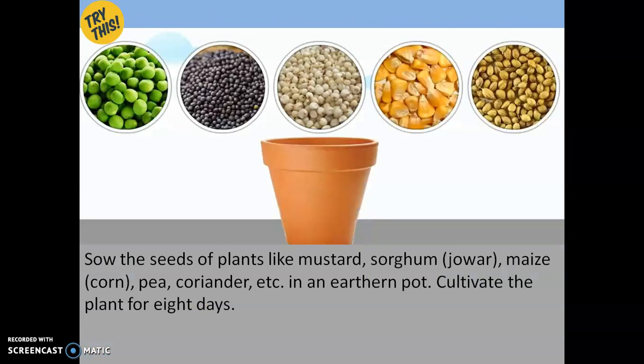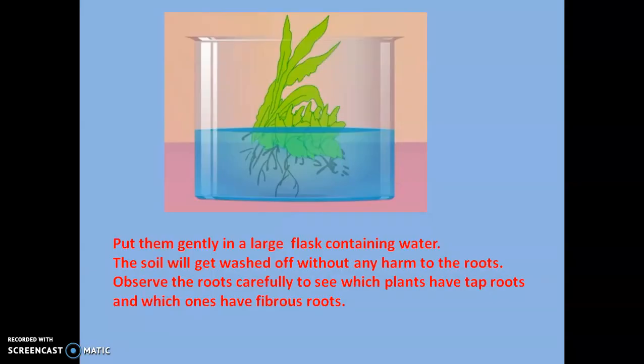Okay. Now let's try one more activity. Sow the seeds of plants like mustard, that is rye, sorghum, that is jawar, maize, that is makkai or corn, pea, that is vatana, and coriander, that is kothimbir, into an earthen pot. Cultivate the plants for 8 days. Put them gently in a large flask containing water. The soil will get washed off without any harm to the roots.